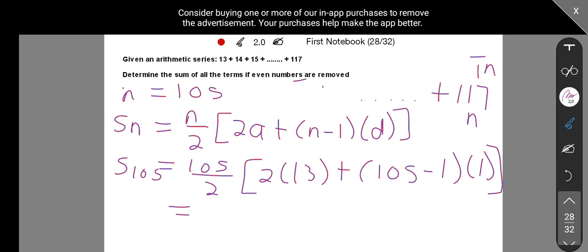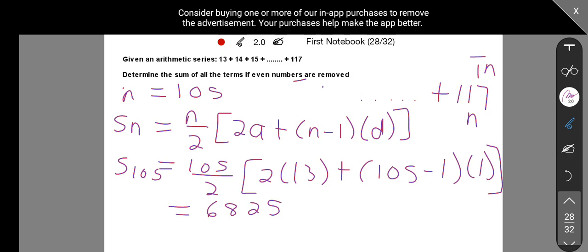Let's punch all that on the calculator. And the answer is 6825. So we're going to find the sum of the even numbers now.